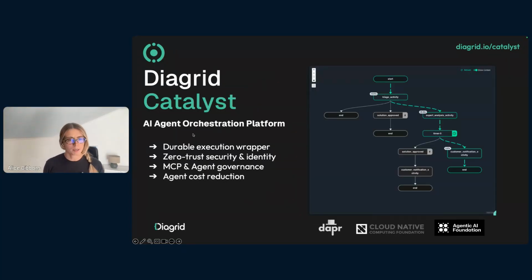And the other thing that we're integrating this with is, of course, our AI agent orchestration platform, called Diagrid Catalyst, on the top right. It is a durable execution wrapper. It's essentially taking the HolmesGPT agent and wrapping it within durable execution, meaning that if any of these fails at any point, it will continue from that checkpoint. It'll do a replay and continue instead of having to restart from the very beginning.